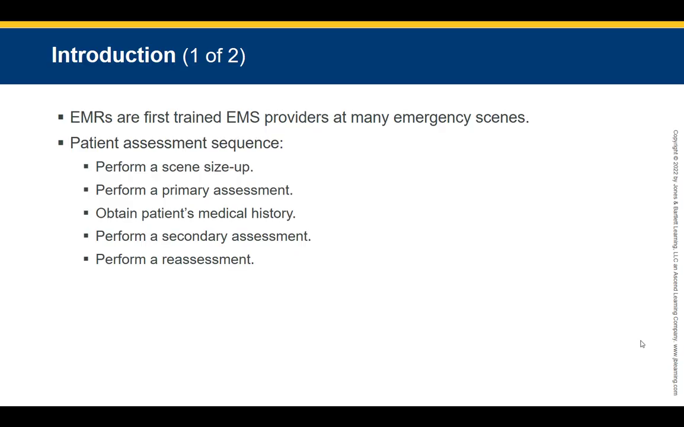These are the 5 assessment pieces that you need to know. Now, there are more, but this is what you need to know for your job. And then as you go on to other things, they'll add more components to this. Perform a scene size up, perform a primary assessment, obtain some medical history or history of what's going on, perform a secondary assessment to include vital signs, and then if you're on scene long enough, you may even perform a reassessment.